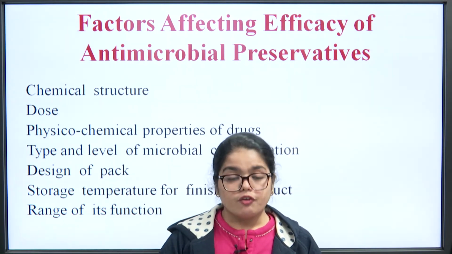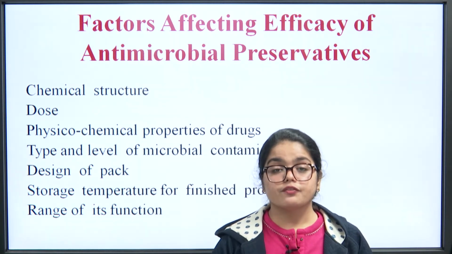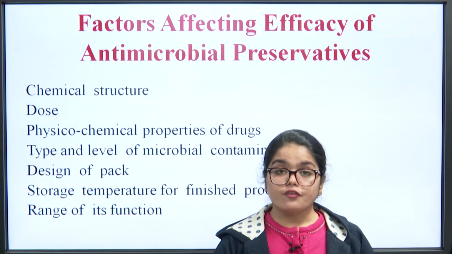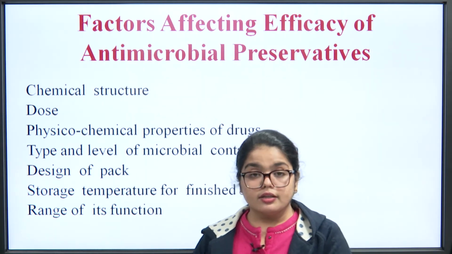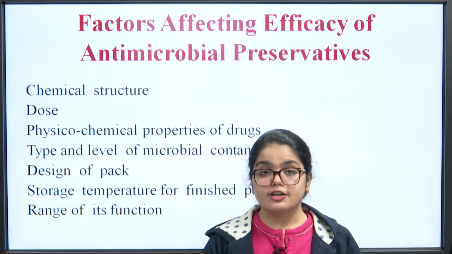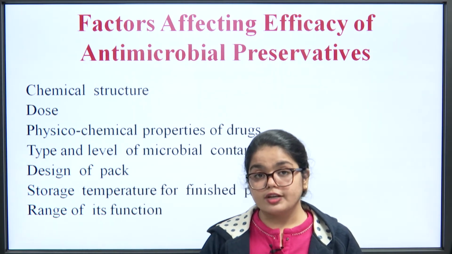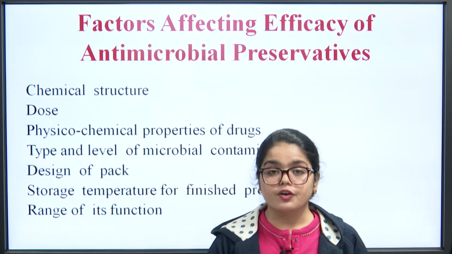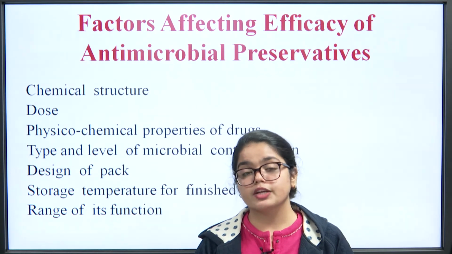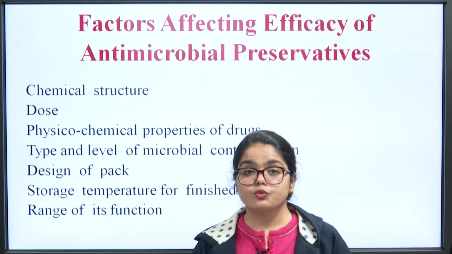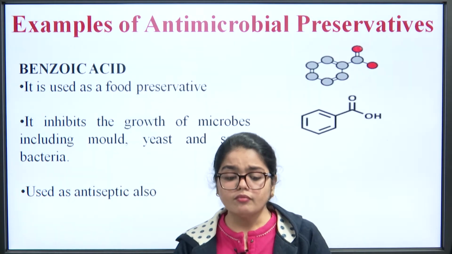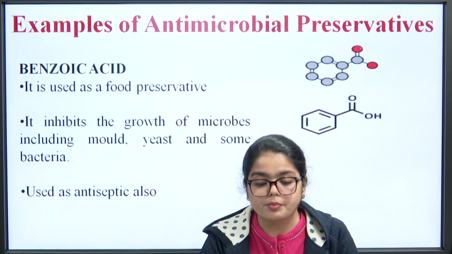Then storage temperature for the finished product. What is the storage temperature, and whether the product is being kept at that particular temperature or not. Then the range of its function, whether the particular time is sufficient, like shelf life, if it is for 1 year, the preservative has to function accordingly. If it is only 6 months, and within 6 months the preservative would disintegrate, then the preservation would not be maintained within that range. Then coming to the next slide, these are the examples of antimicrobial preservatives.